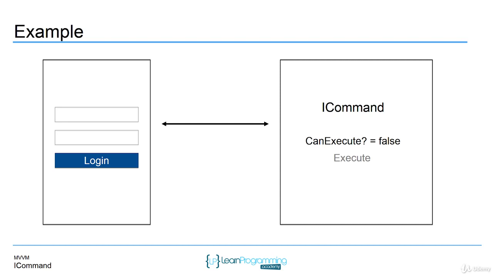And because currently neither of the entries have any values, the CanExecute is going to be set to false. So the Execute function is not going to be available. But as soon as there is some value on both entries, the CanExecute, based on its logic, is going to be set to true, so the Execute method is back online.